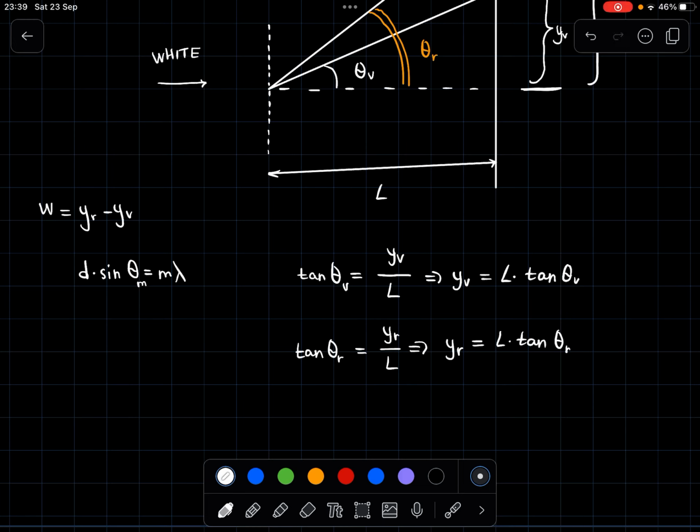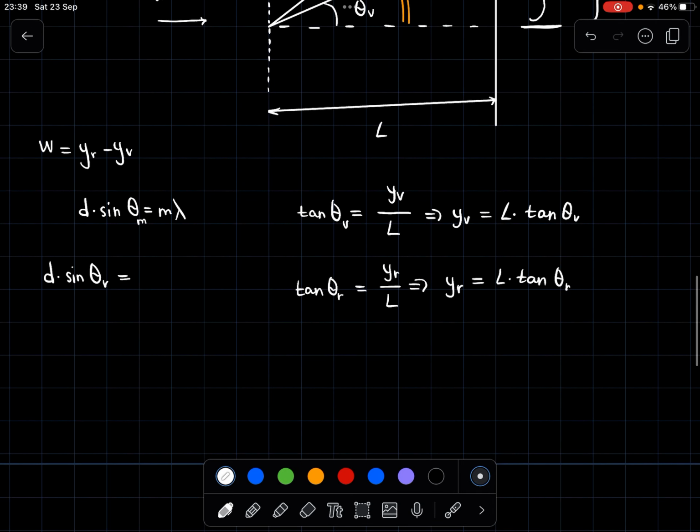Okay, for violet it will be d multiplied by sine theta violet is equal to, as it's the first maximum of the fringes, so it will be just 1. I will not write it down, so I will just write lambda violet. The same formula will be for the red light: d multiplied by sine theta red is equal to just lambda red.